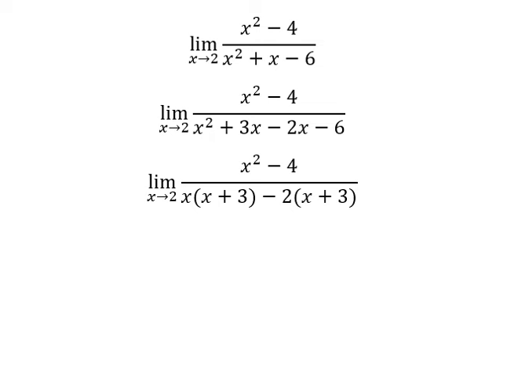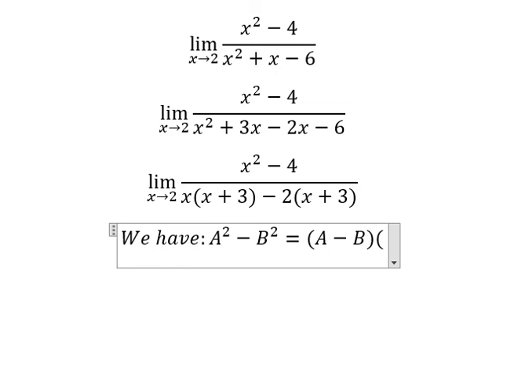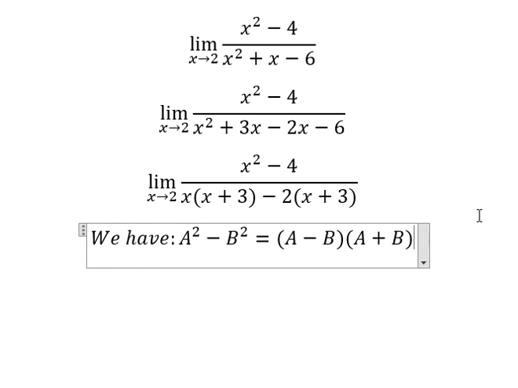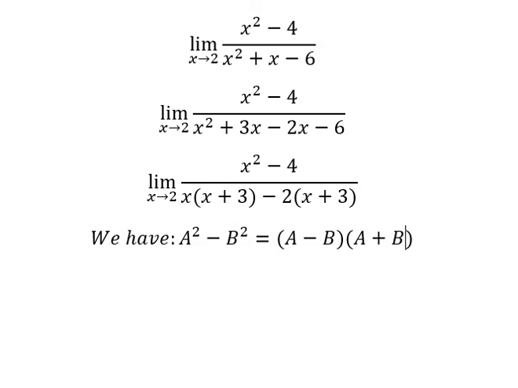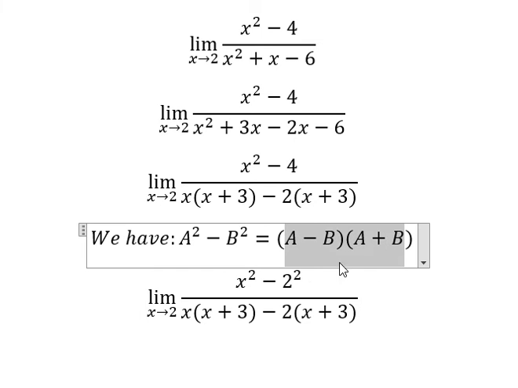Next, we have the formula in here. That is a squared minus b squared equals a minus b multiplied by a plus b. So, number 4, that is about 2 squared. Now, we need to transform this one into this one.